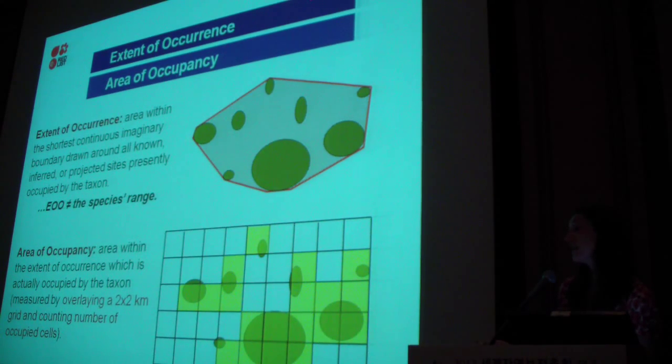There are several different ways to measure area of occupancy for riverine species, for example, or species that are found in basins. But this is the one we recommend. There are a couple of others outlined in the user guidelines.